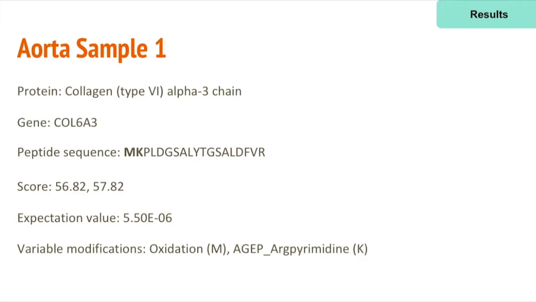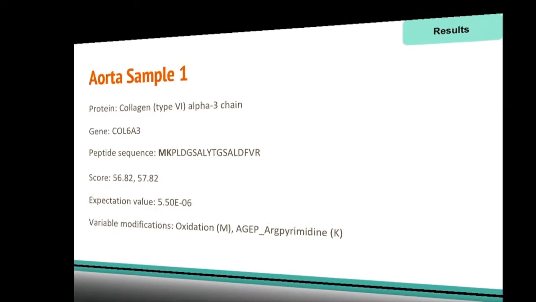In this slide, it shows that aorta sample 1 contains the protein collagen type 6 alpha 3 chain from the gene COL6A3. Variable modifications of this protein involve the oxidation at the methionine residue as well as the addition of an arg-pyrimidine group at the lysine residue.